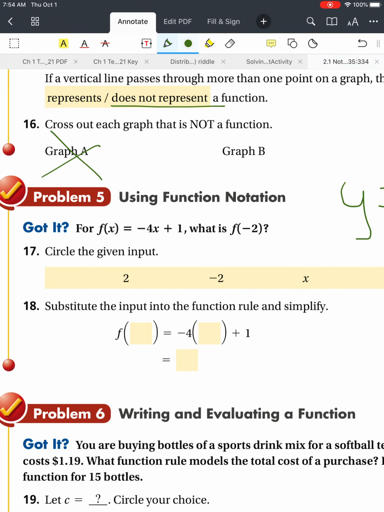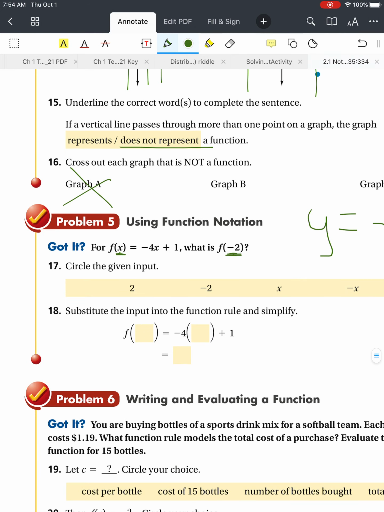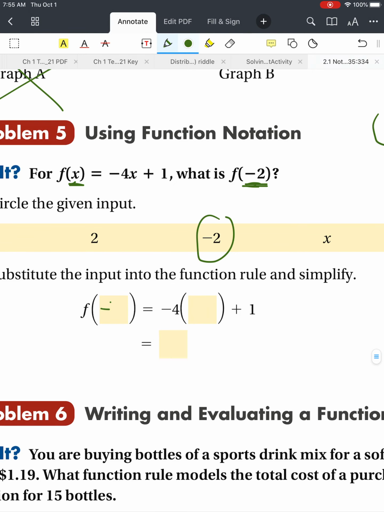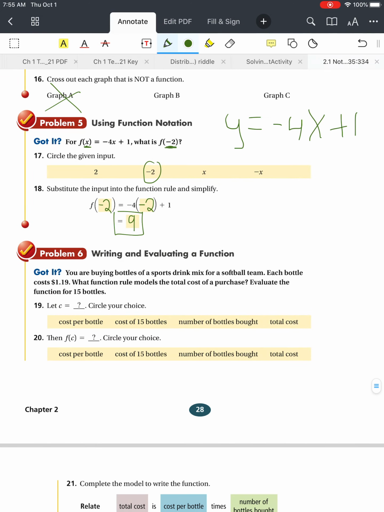So what it means is if we replace the x with a -2, instead of f of x, now it's f of -2. We're saying, hey, plug in a -2 for x. So that input is -2, and we want to plug it in. So f of -2, you're plugging in -2 for x here. You also plug it in for the x in the actual expression. This is -4 times -2 is 8. 8 plus 1 is 9. Not too bad. We just used the function notation.